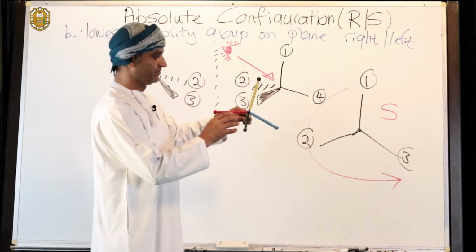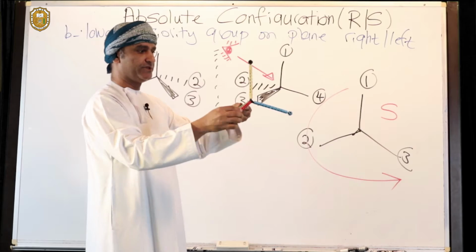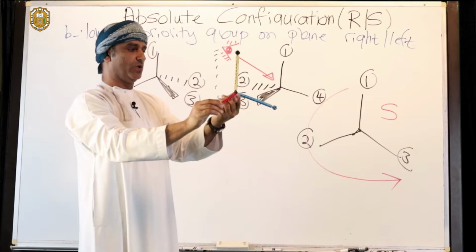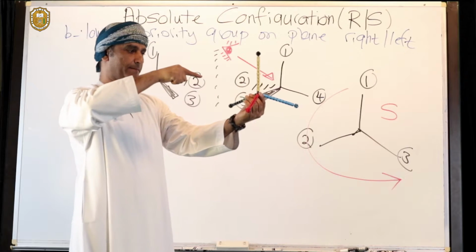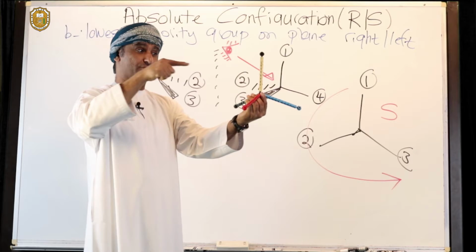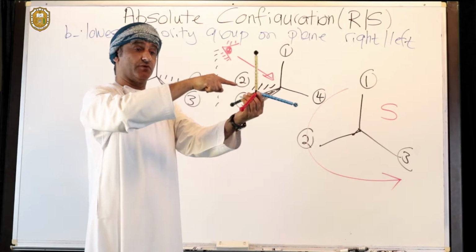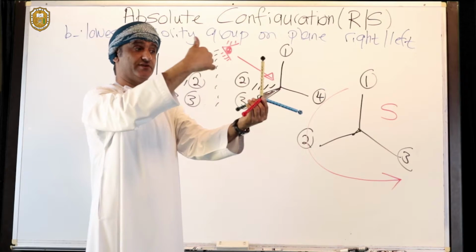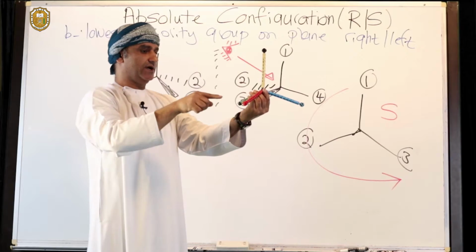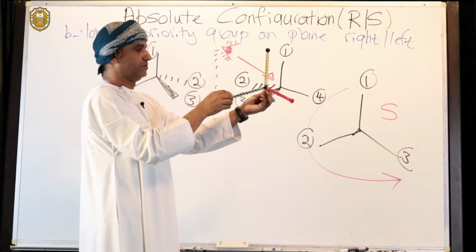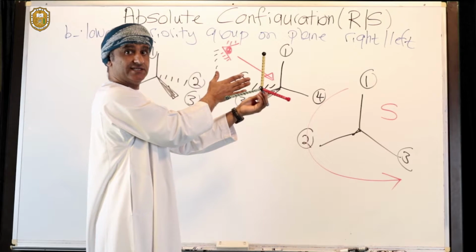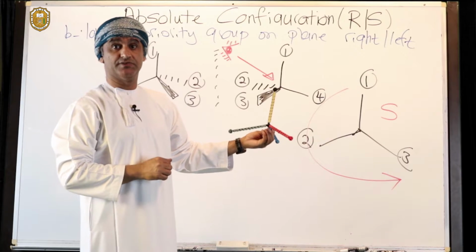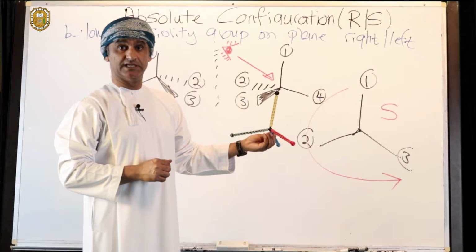Again, to repeat, this is the lowest priority group, number 4. This is 1, this is 2, and that's 3. We always look at the lowest priority group from an opposite direction. This is number 4. We should view the molecule from the opposite direction, so that group is at the back. Now this is 1, this is 2, and this is 3. Number 4 is unseen, if you like, or invisible. So it's 1, 2, 3, and therefore it's counterclockwise rotation. And therefore, the absolute configuration is S.